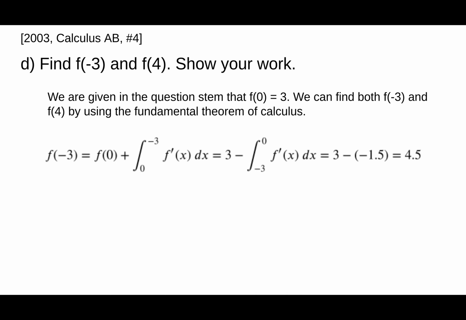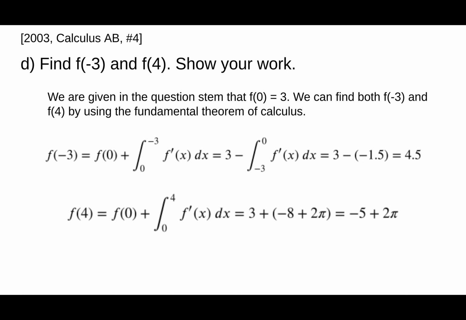For example, f of -3 is going to be f of 0 plus the integral from 0 to -3 of f prime of x dx. Using properties of integrals and the fact that f of 0 is 3, this is going to be 3 minus the integral from -3 to 0 of f prime of x dx, which is 3 minus negative 1.5, which turns out to be positive 4.5. So f of negative 3 is 4.5.